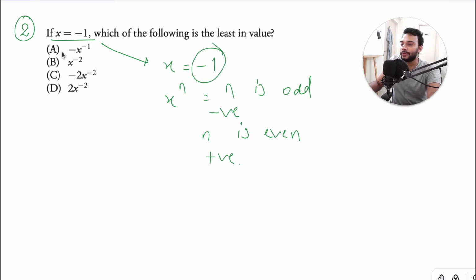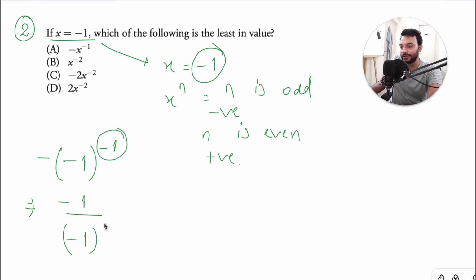So let's look at option A. Negative x, that means negative of x raised to the power negative 1. This is what they've given in the option. So negative 1 raised to the power negative 1, a negative power means this will go into the denominator. Minus 1 over negative 1 raised to the power 1. This whole thing goes to the denominator, and this power becomes positive. So now what do we get? Negative 1 over negative 1, which is a negative 1.